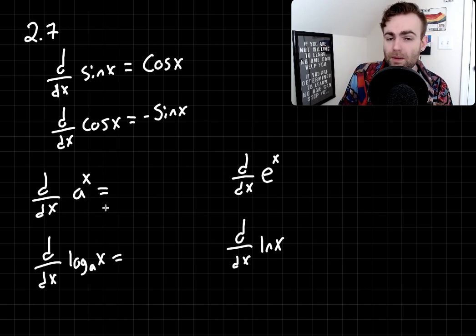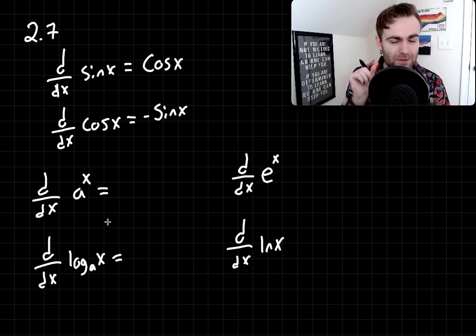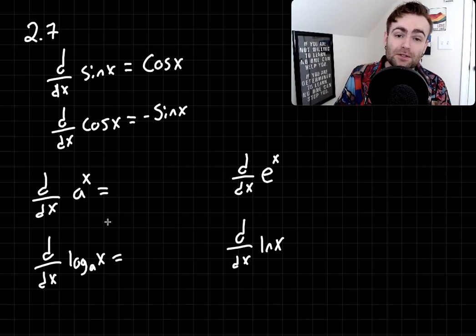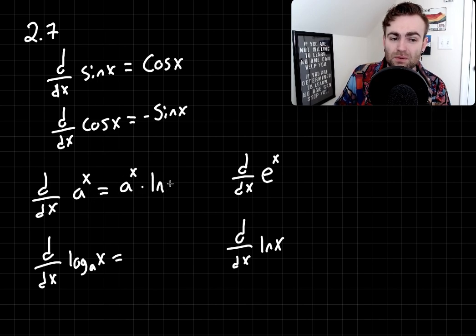So what about the exponentials and the logarithms? They're a little weird, so bear with me there. The derivative of any exponential, any number raised to the power of x, is that exponential again, so that same number raised to the power of x, times the natural log of the base. So the derivative of 2^x is 2^x times the natural log of 2.